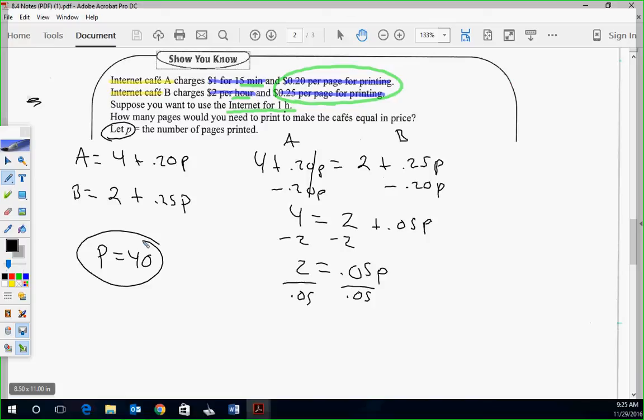1. Yeah, A, right? Because they charge more up front, but the pages are cheaper. So if I'm going to print 100 pages, I'd rather go here. If I'm going to print 10 pages, I'd rather go here. Okay? Any questions on that Show You Know? Okay? All right.